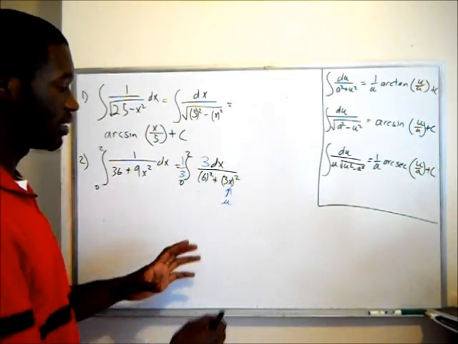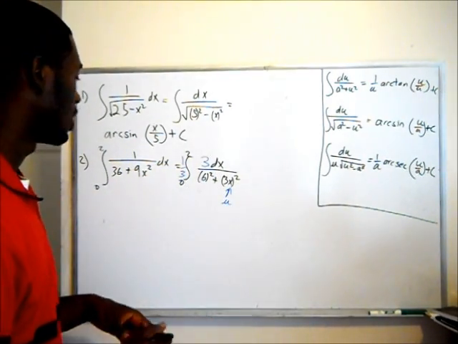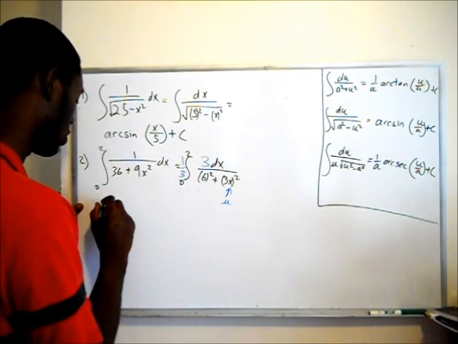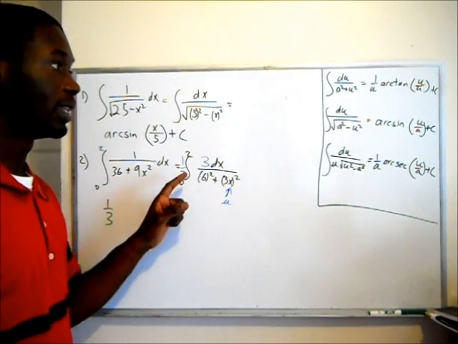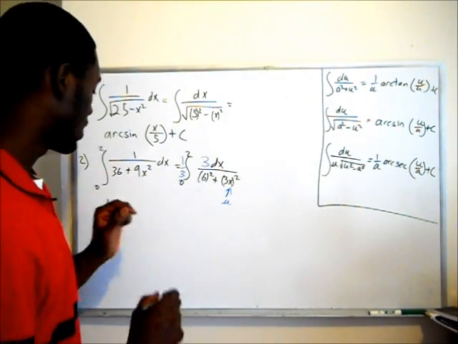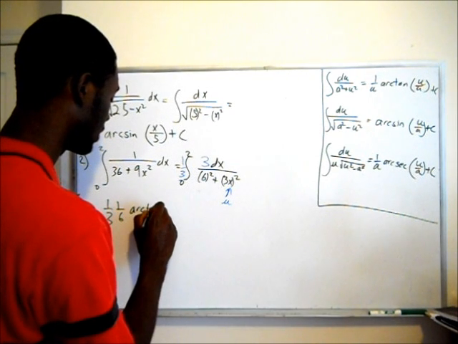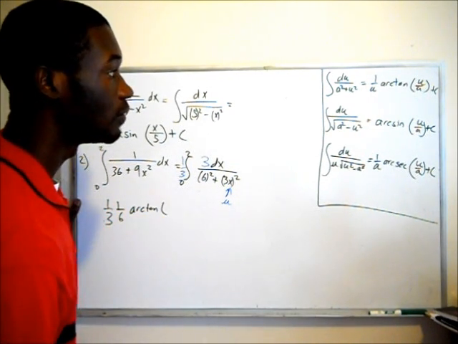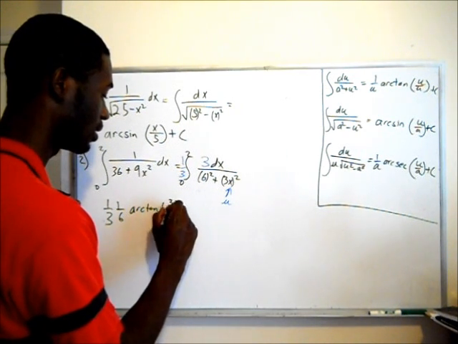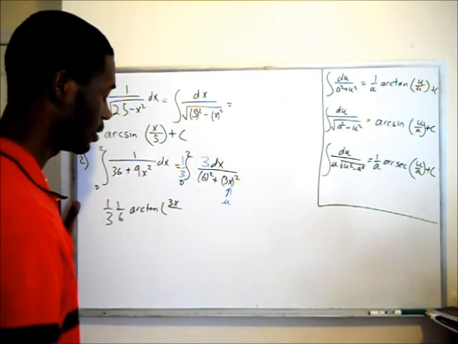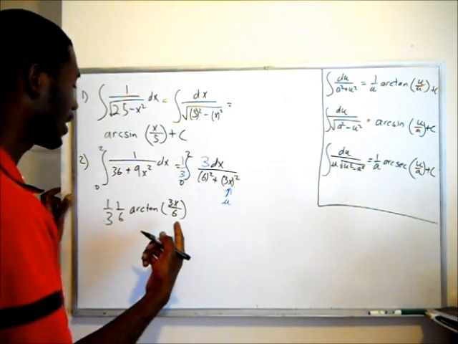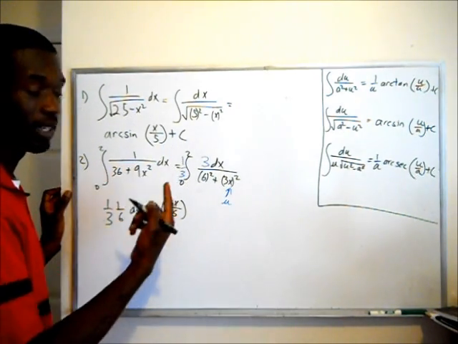Alright, so now it matches exactly, and I can just write down what it is. So it has to be 1/3. My 1/3 has to stay in the front because that's just the coefficient of the entire integral. But the integral is equal to 1 over a, so it's going to be 1 over 6, times arctan of u over a. My u is 3x. My a is going to be 6. Now, if this had been indefinite, I would put a plus c, but it's actually definite.